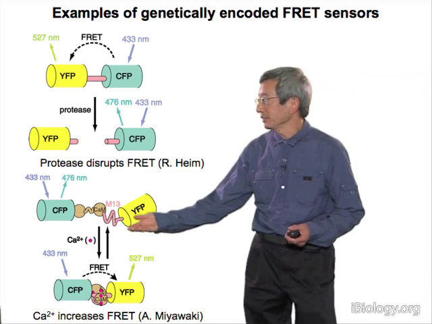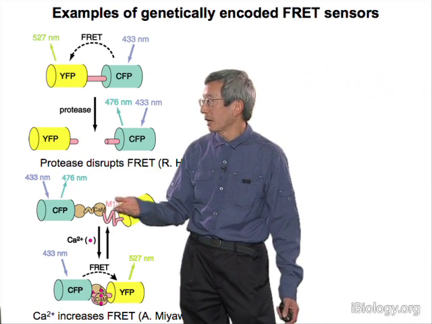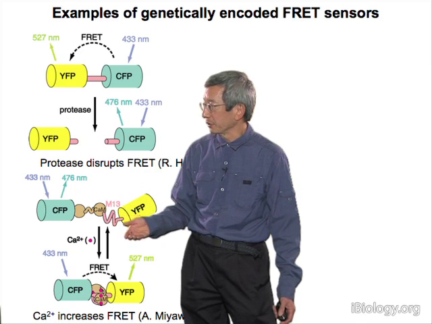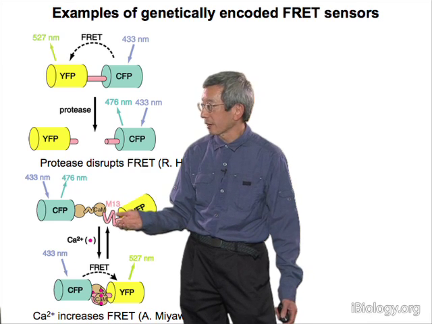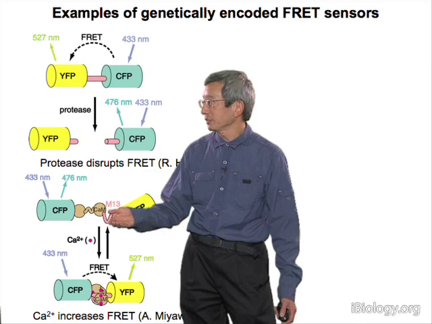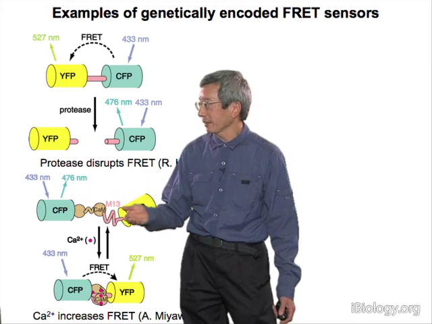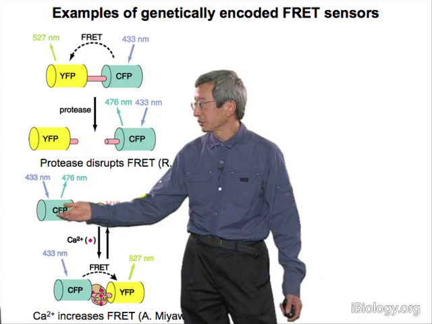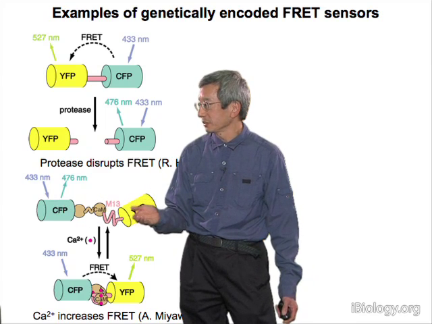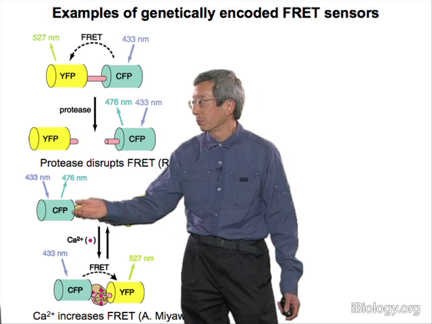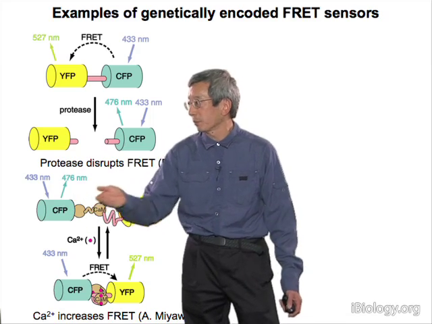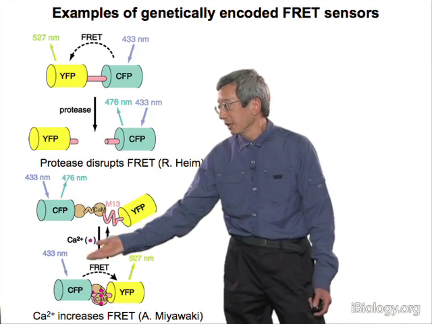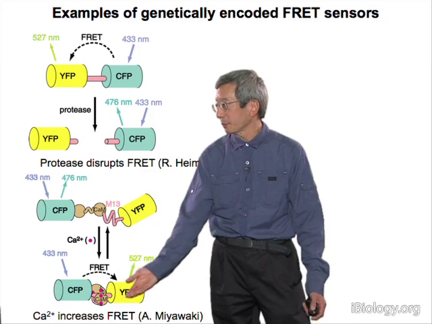A reversible case, again, uses the calmodulin and M13 motif. And remember, when calmodulin sees calcium, it then grabs onto M13. So in this case, if we sandwich that pair between cyan and yellow fluorescent proteins, the addition of calcium actually brings the cyan and yellow closer to each other. They were relatively far apart before. They become closer and better packed, oriented with respect to each other.